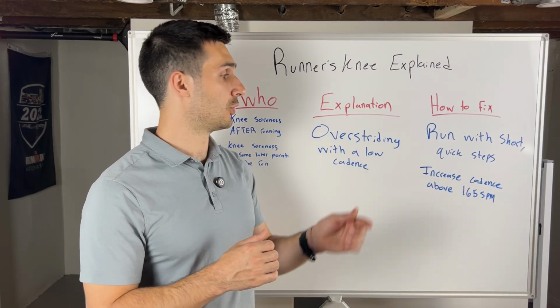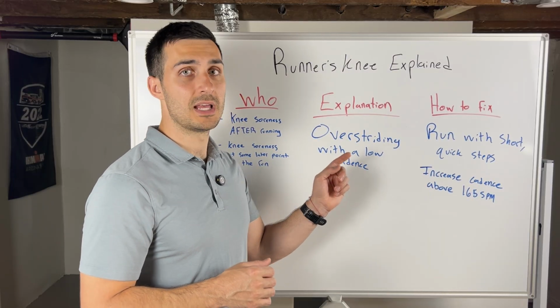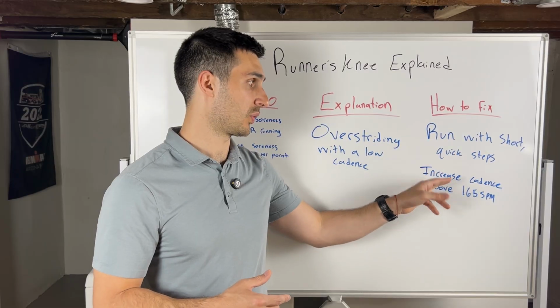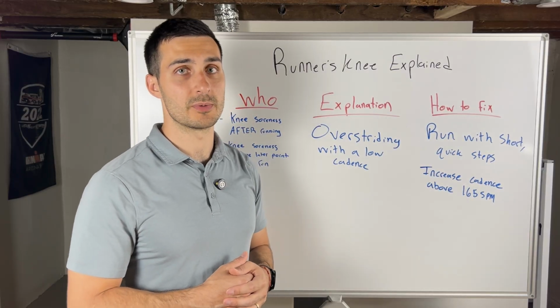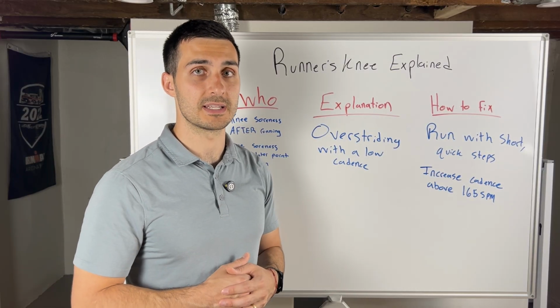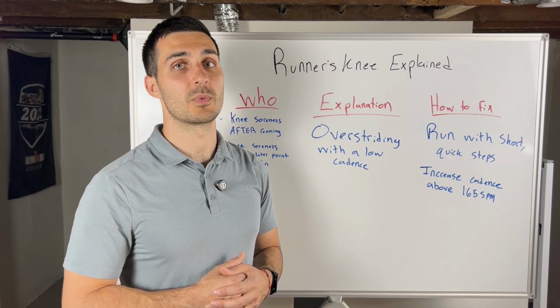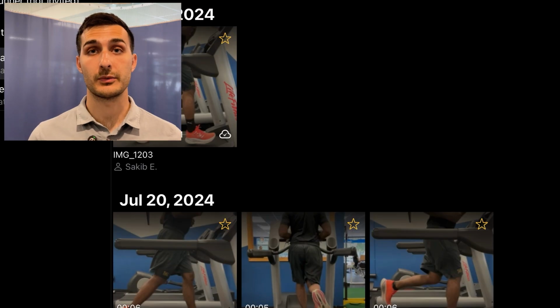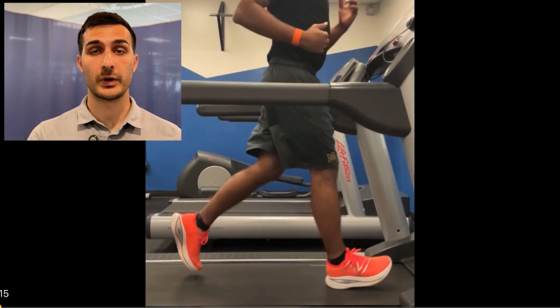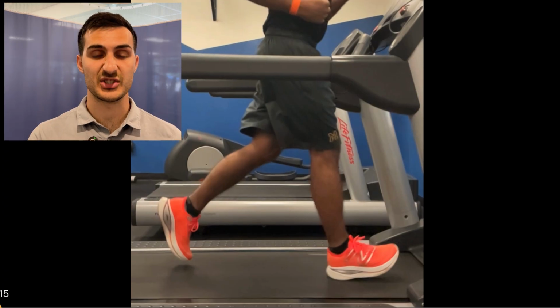Check out this runner who was overstriding with a low cadence, and then we cued him on running with short, quick steps and got his cadence well above 165 and into the 180s to successfully complete a half marathon without knee pain. Okay, so now we're going to look at a runner that I treated, working on his cadence and his stride length.